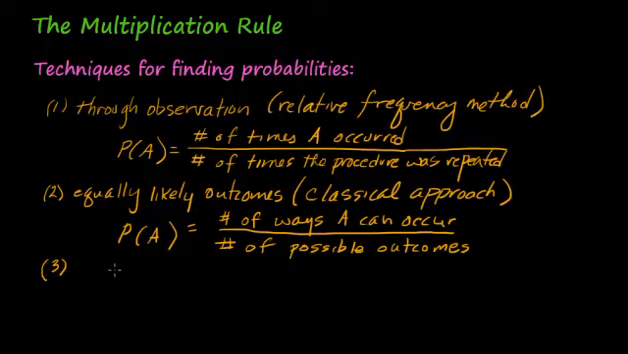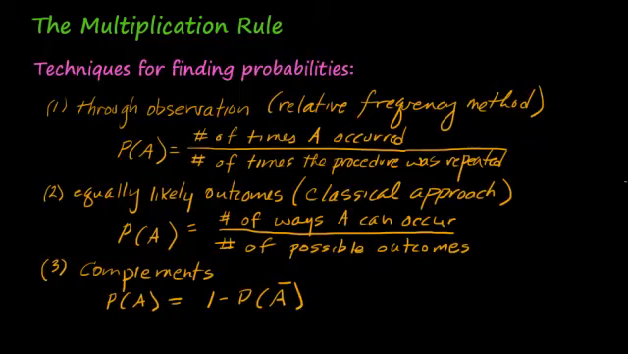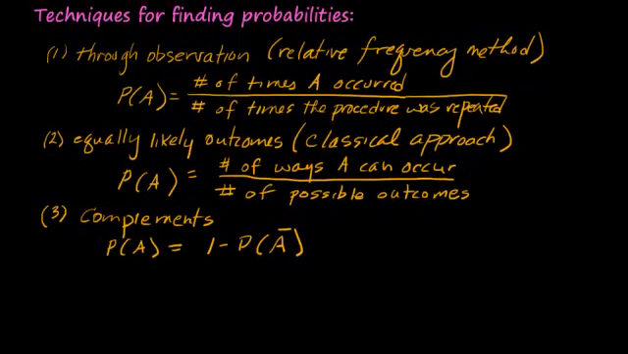We've also seen how we can compute a probability using complements. And there we said we can find the probability of event A by taking 1 minus the probability of the complement of A. Okay, and then we also saw the addition rule.